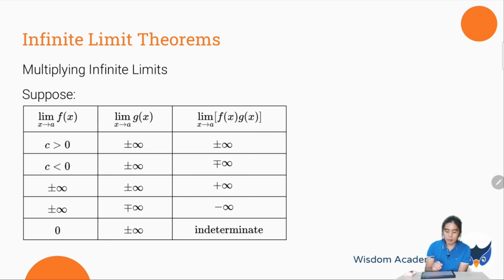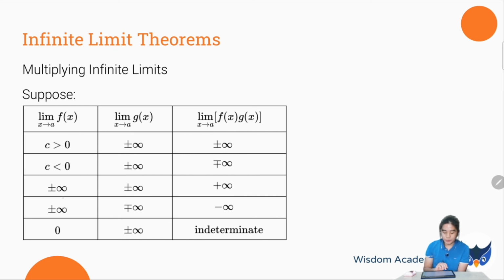So, constant times infinity, we will retain the sign. So, if negative yung constant na i-multiply mo, may iba lang din yung sign. Since negative times positive is negative, negative times negative is positive.